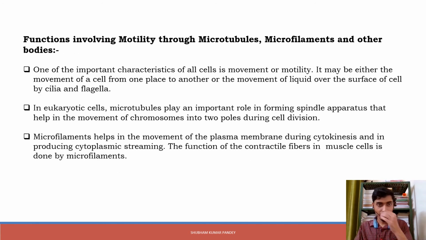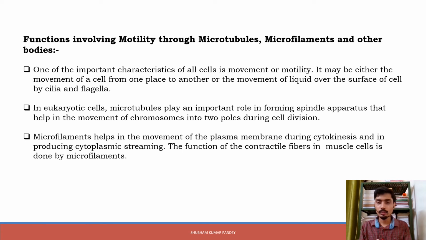Now let us focus on functions involving motility through microtubules, microfilaments and other bodies. You must remember that microtubules and microfilaments are absent in prokaryotic cells, and present in animal and plant cells, that is, eukaryotic cells. Other bodies such as flagella and cilia are present in prokaryotic cells and also in eukaryotic cells. One of the most important characteristics of all cells is movement or motility. It may be the movement of a cell from one place to another, or the movement of liquid over the surface of the cell by cilia and flagella.